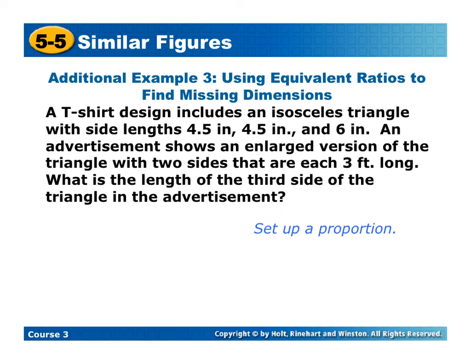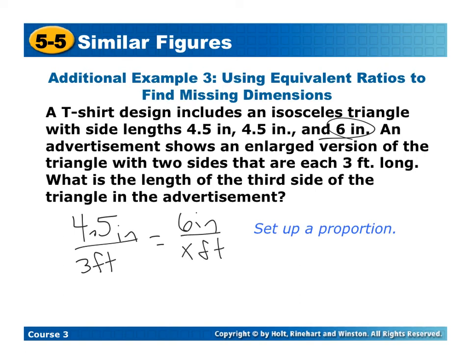So here we're going to set it up. I have my 4.5 feet or inches in the t-shirt design is the same as 3 feet. And the nice thing about this is I can actually leave it as 3 feet. I don't have to change it. And this has to be the same as the 6 inches. We don't know how long that is in feet. So if you cross multiply and divide, you have 3 times 6, which is 18, divided by 4.5, which gives us 4.